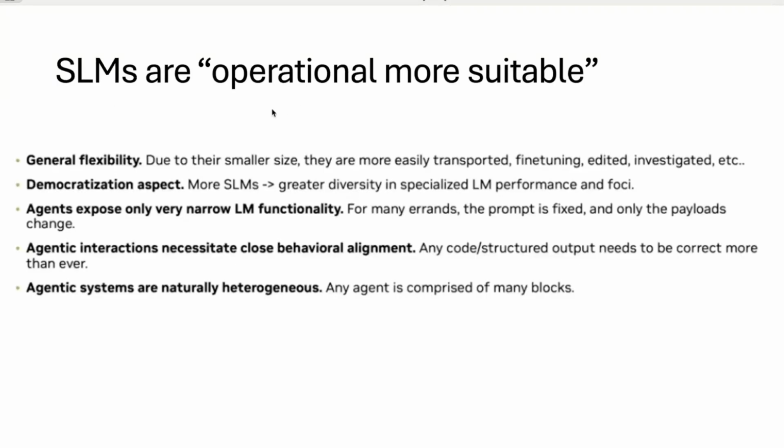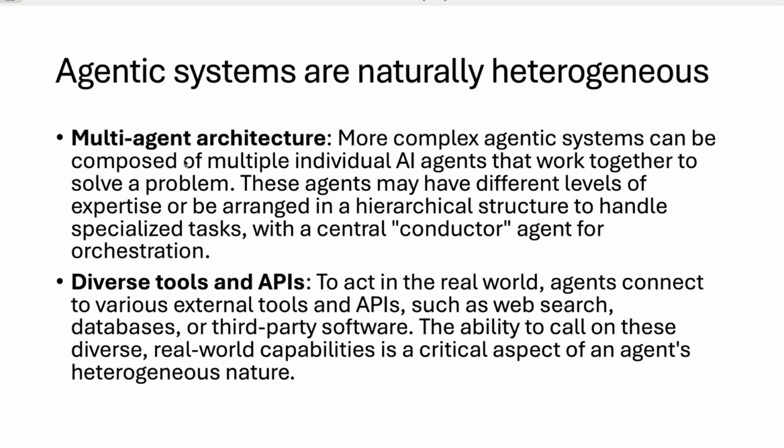Okay, and then the next point is that agentic systems are naturally heterogeneous. An agent is comprised of many blocks. Heterogeneous means that in terms of the multi-agent architecture, even if the scope is broader, if you design a multi-agent system, usually each agent has its own specialty. Each agent is not a general agent. The agent is a specialized agent, just focused on that specific task. And if that's the case in the multi-agent architecture, then for each agent, maybe you don't need a generalist. You just need a specialist for that.